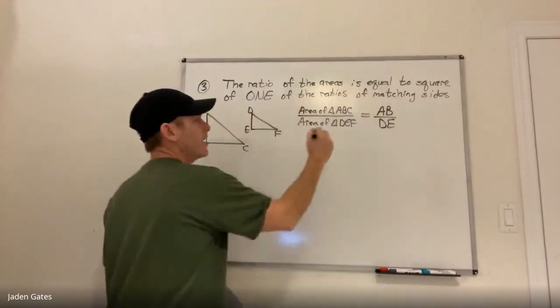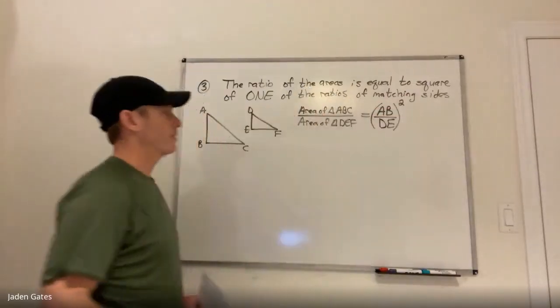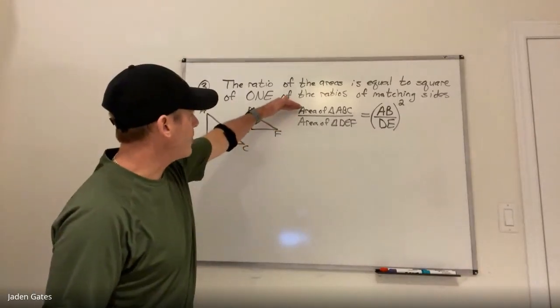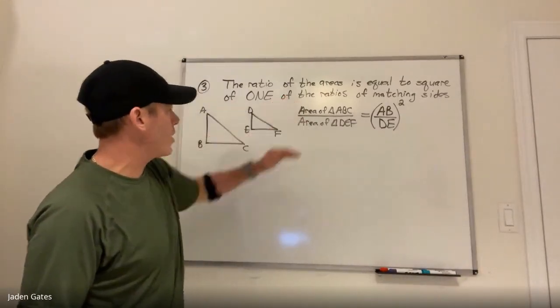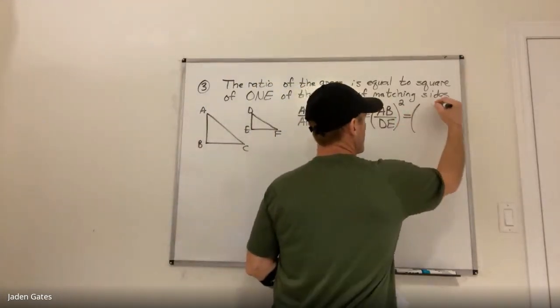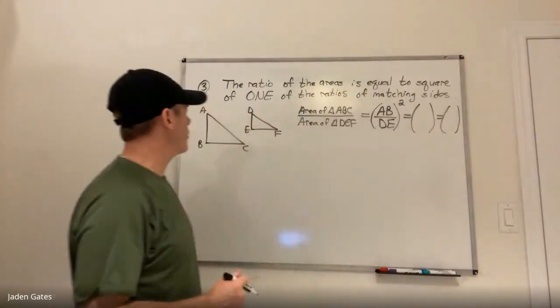But again, it's the square of that ratio. There we go. So again, the big triangle information is on the top, little triangle on the bottom. But it can also work for any of the side ratios. So we have three sides, we have three ratios.